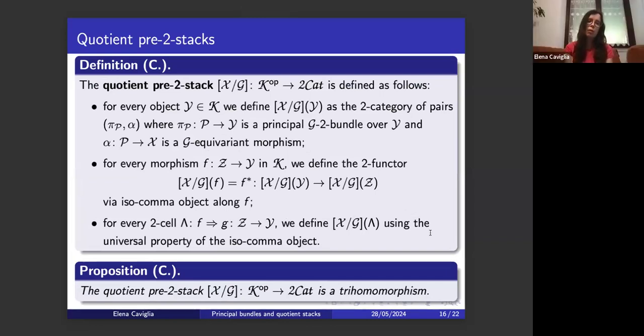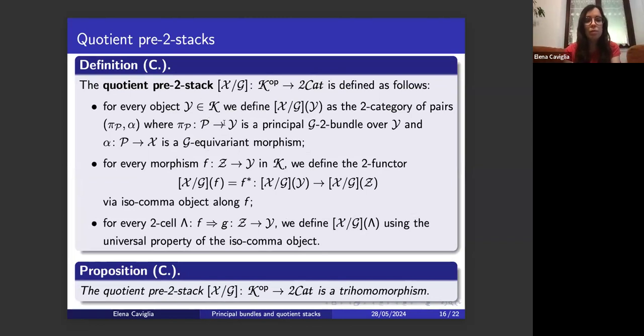And so now we can also define the two-dimensional analogs of quotient prestacks. So this time, these objects will be three homomorphisms because they are morphisms between three categories, because two-cat is a three category. And they are defined exactly in the same way.